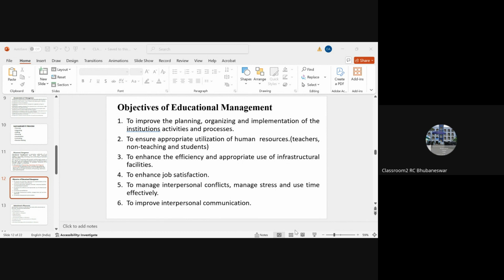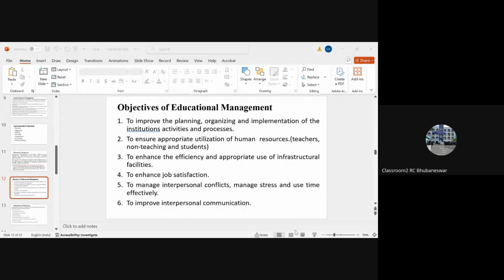To enhance the efficiency and appropriate use of infrastructure facilities. In different educational institutions, appropriate and suitable infrastructures are available. Though infrastructures are available, the use of infrastructure is very poor, very limited. That must be looked after by educational management.